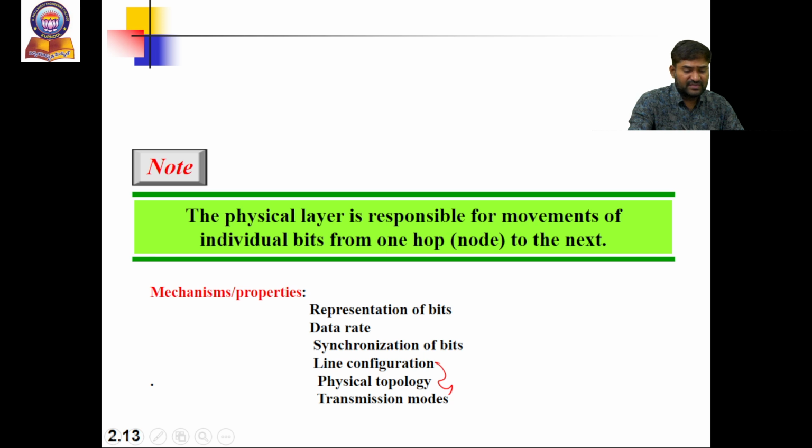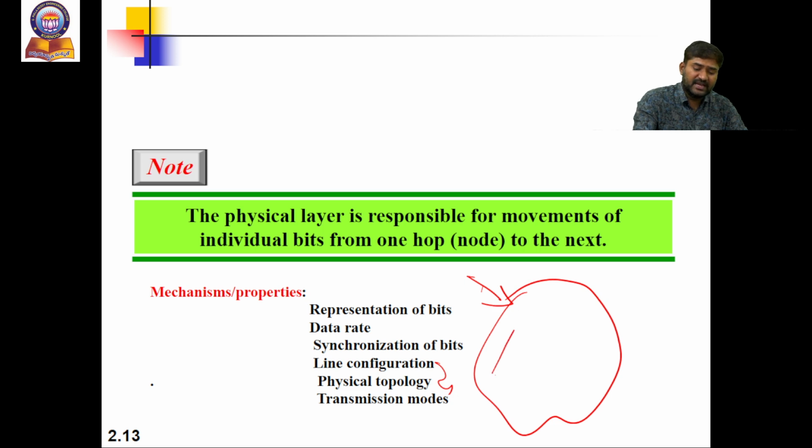Below the physical layer there is no other layer, there is directly the network. When I am going to send the data to the network, the physical layer is going to check what type of topology is there inside the network. We already saw that topology is nothing but the physical structure of the network. So what type of topology is there inside the network?